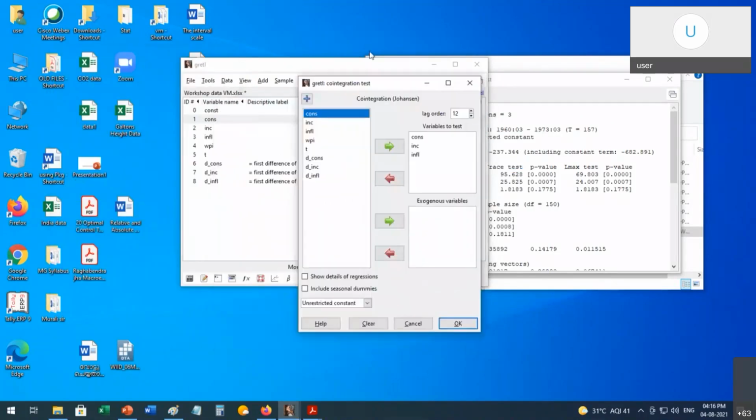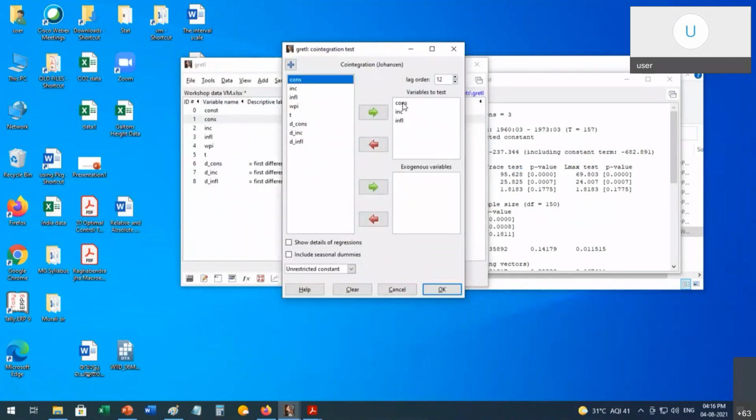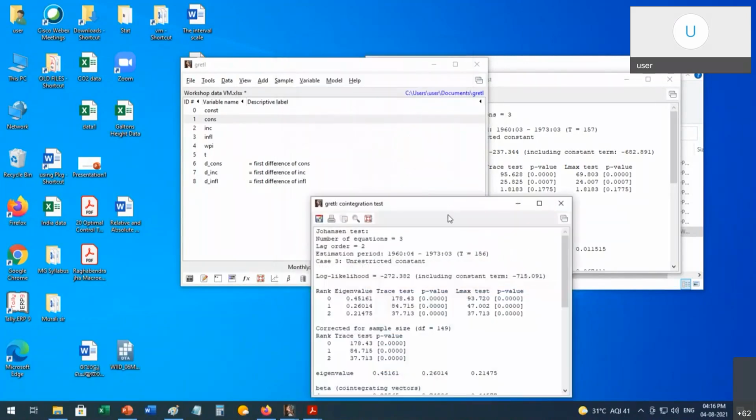Instead of these three variables, of course, we haven't done with the optimum lag, but I am still using the second lag, okay? And adding these three variables. I think the second lag will be the optimum one. First, we have to do the VAR lag selection. Anyway, I'm just assuming. Now click this OK and see the result.